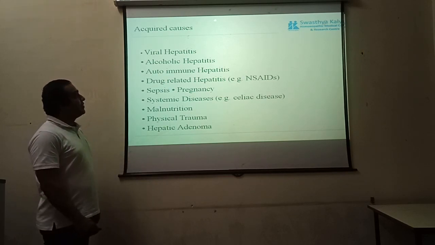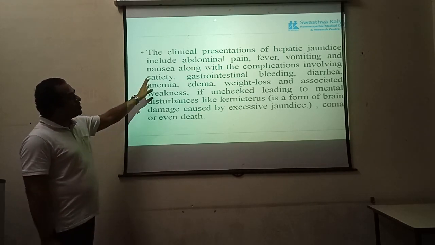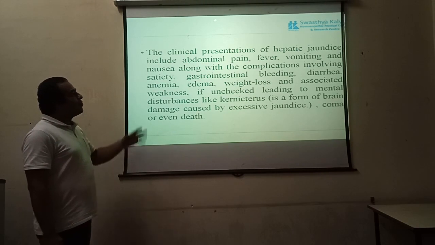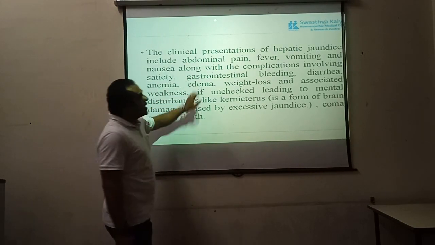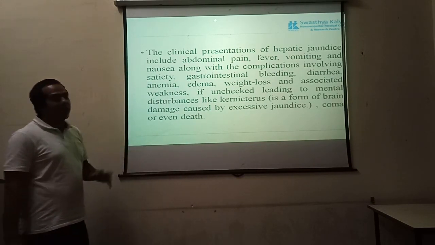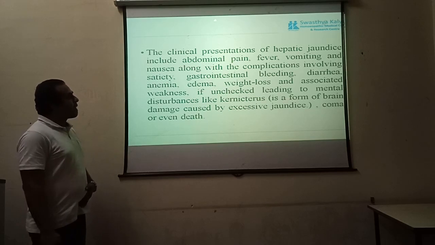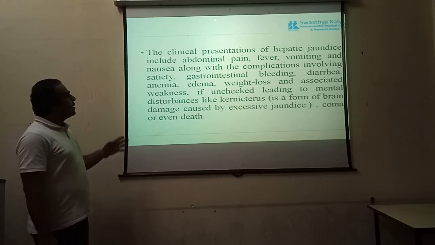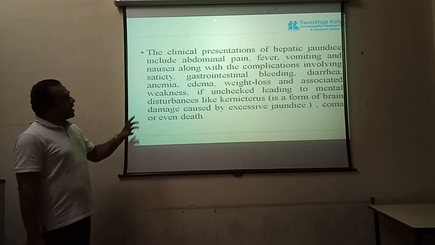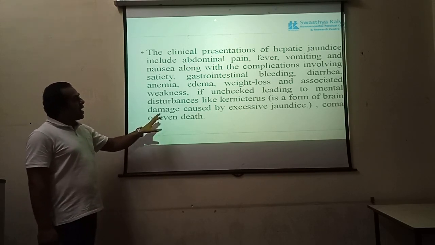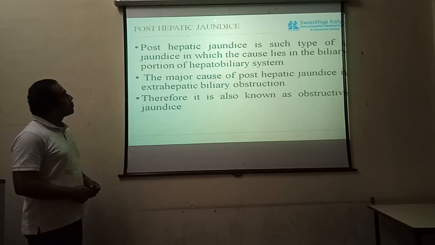And if the liver is not functioning properly, obviously the functions of capturing, conjugation and excretion of bilirubin will be affected. The clinical presentation of hepatic jaundice includes abdominal pain, fever, vomiting, nausea, along with complications involving ascites, gastrointestinal bleeding, diarrhea, anemia, edema, weight loss, and associated weakness. If unchecked, it leads to mental disturbance like kernicterus, in the form of brain damage by excessive jaundice, coma, and even death.